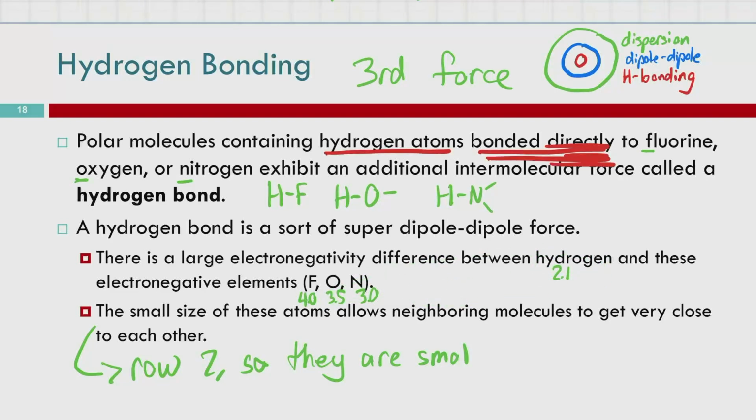Anyway, they're smaller, so you can pack them tightly together, so they get closer, and they've got a big electronegativity difference. And so it ends up being a super dipole-dipole force. It's stronger than other dipole-dipole forces. Again, need to emphasize here, this is hydrogen atoms bonded directly to fluorine, oxygen, or nitrogen. This is not just, there's a hydrogen in there, so it has hydrogen bonding. It's only if it's these specific pairings.